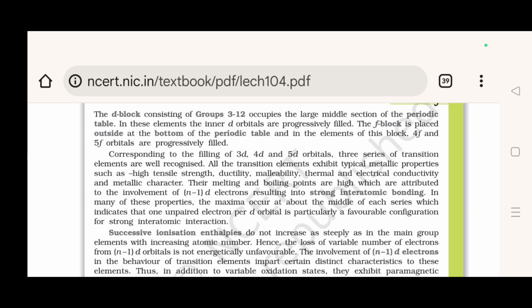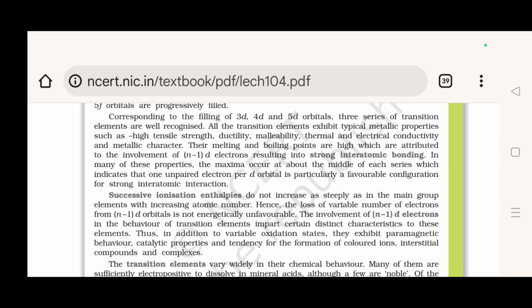All the transition elements exhibit typical metallic properties such as high tensile strength, ductility, malleability, thermal and electrical conductivity, and metallic character. The melting and boiling points are high, which are attributed to the involvement of (n-1)d electrons, resulting in strong interatomic bonding. Successive ionization enthalpies do not increase as steeply as in the main group elements with increasing atomic number. Hence, the loss of a variable number of electrons from (n-1)d orbitals is not energetically unfavorable. The involvement of (n-1)d electrons in the behavior of transition elements imparts certain distinct characteristics to these elements.